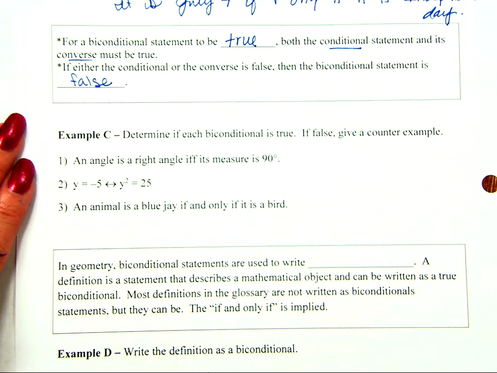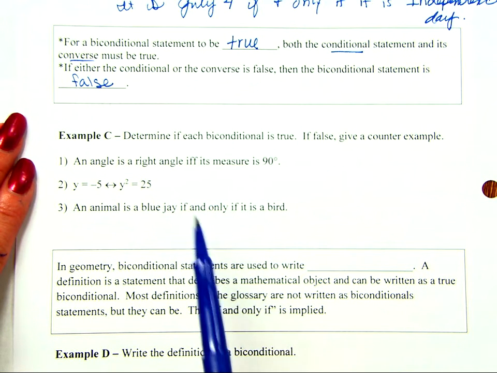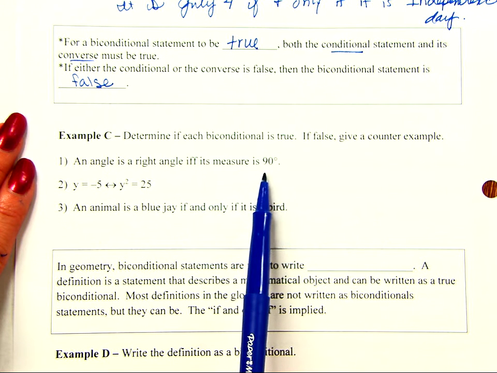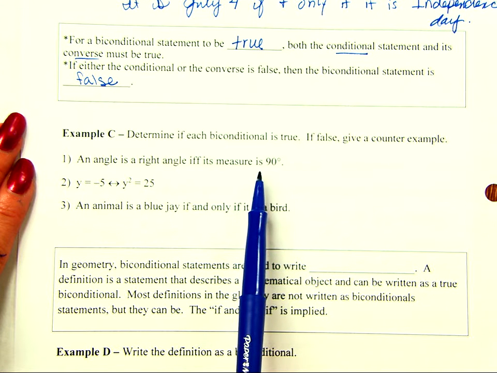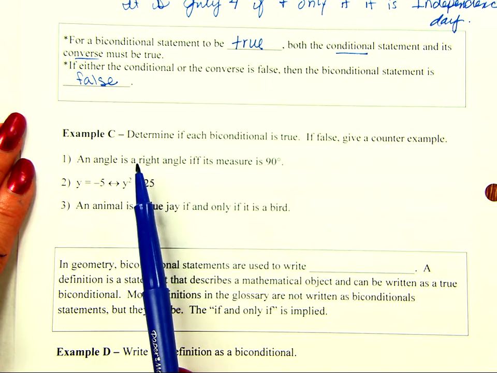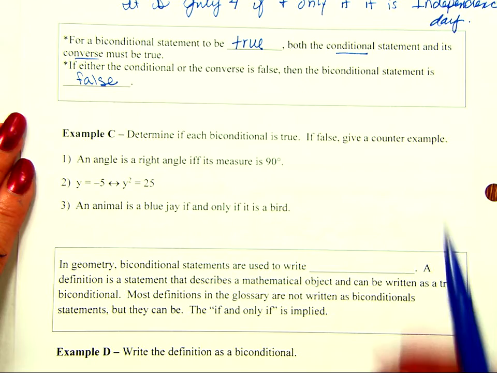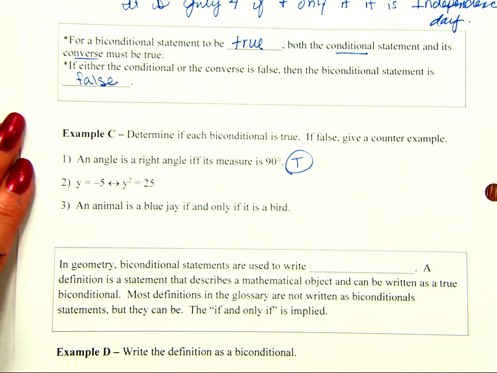So looking at a few of those examples, in example C, for determining if the biconditional is true, number 1: an angle is a right angle if and only if its measure is 90 degrees. I'm going to test it both ways. If an angle is a right angle, then its measure is 90 degrees. Yeah, I agree with that. Now let's check the converse. If its measure is 90 degrees, then it is a right angle. I also say true. And so because that works both ways, that biconditional is going to be a true statement.